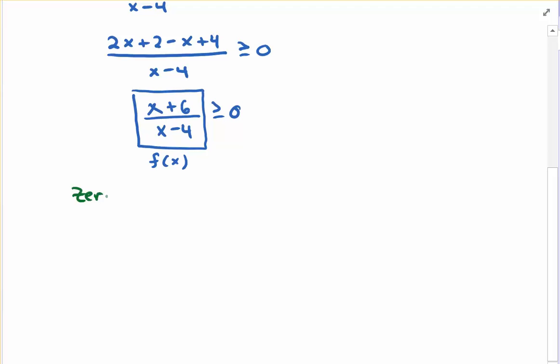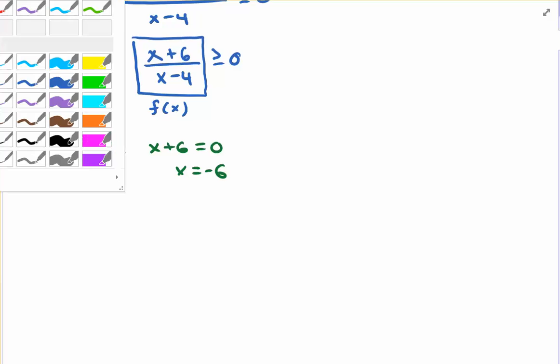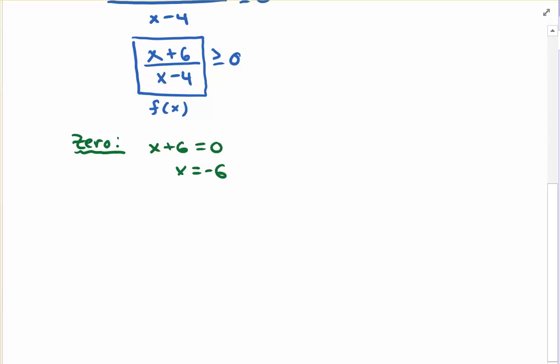And the quick way of finding the 0 of this rational function is to take the numerator expression and set that equal to 0. So x + 6 = 0. Go ahead and solve for x to get x = -6. And that's the 0. And another thing that you want to consider with rational inequalities are any instances of vertical asymptotes. So let's see if this rational inequality has a vertical asymptote.